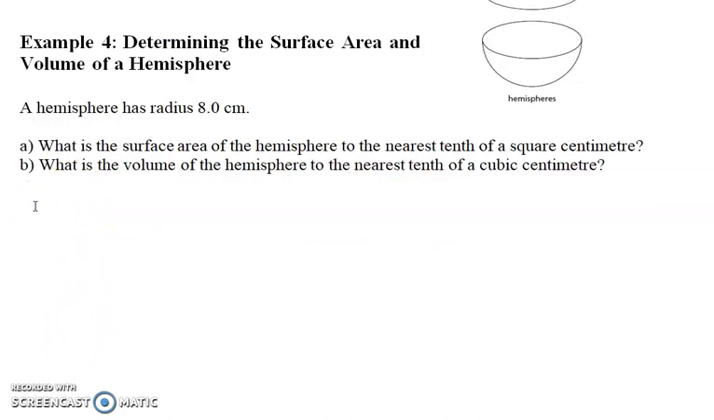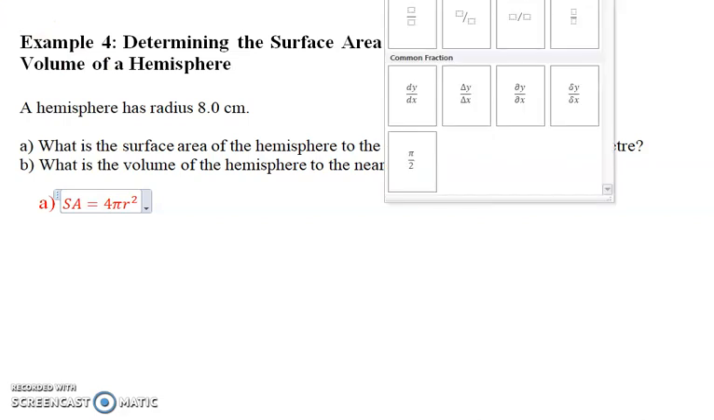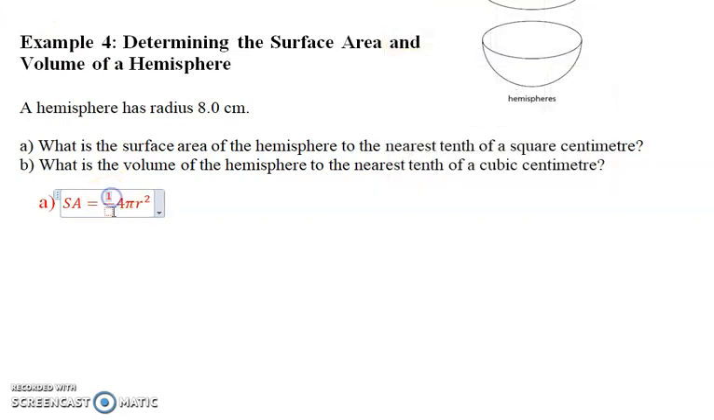So as you are aware, the surface area of a sphere is equal to 4 pi r squared. But when you cut this in half, obviously it's going to be smaller. So it's literally going to be half that value. So I'm going to insert my half of that.